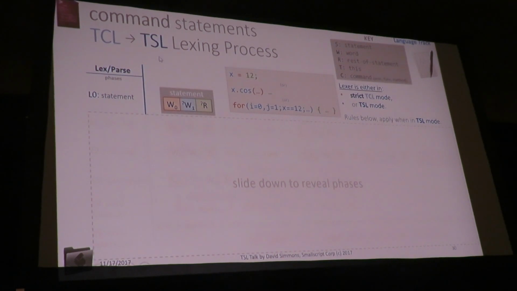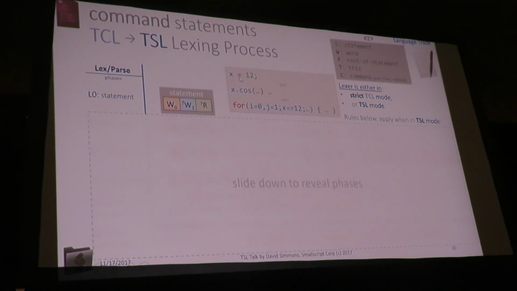What happens when the TSL engine is running is at first it decides if it's in strict Tcl mode, in which case it's going to process everything exactly like Tcl. If TSL mode is enabled, it then adds some additional rules for what it does with the words. So as it's processing, the first thing it does is it finds the first word. Then it sees the question marks mean optionally. It looks for a second word. At that point it stops. It doesn't care what's in the rest of the statement.